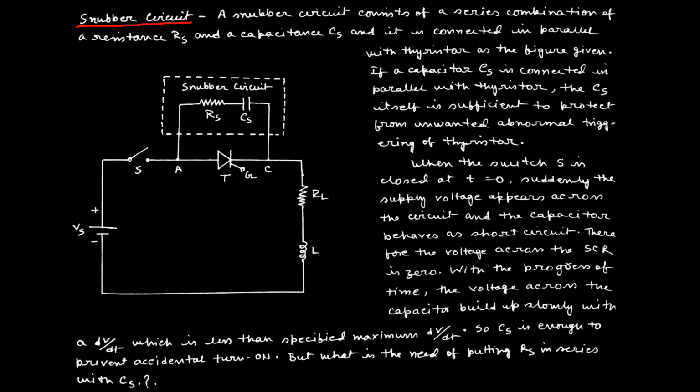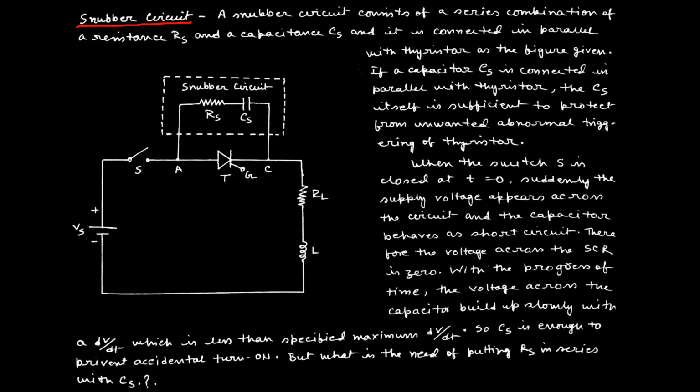Usually, a Snubber circuit consists of a series combination of a resistance Rs and a capacitance Cs, and it is connected in parallel with the thyristor T. Actually, Cs itself is sufficient to protect against this unwanted abnormal triggering of the thyristor. But still we have to connect a resistance Rs in series with Cs.